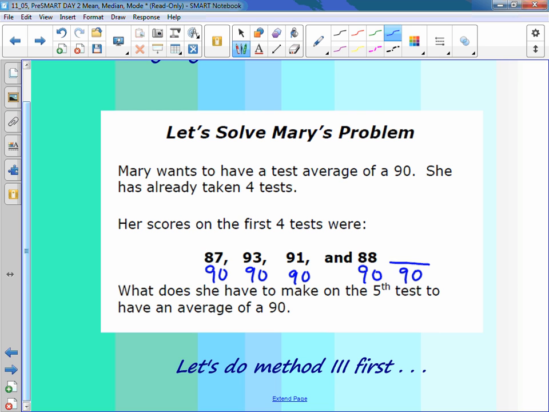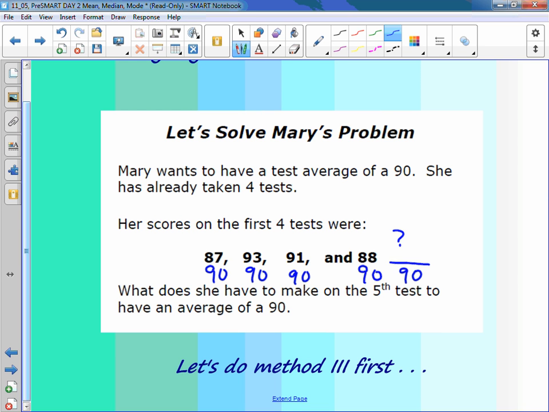Mary wants to have a test average of 90. She has already taken 4 tests. 1, 2, 3, 4 tests. Her scores on the first 4 tests are listed here. What does she have to make on the 5th test? This one's missing. Got to put that blank or you'll be lost tonight. What does she have to make on the 5th test to have an average of 90?